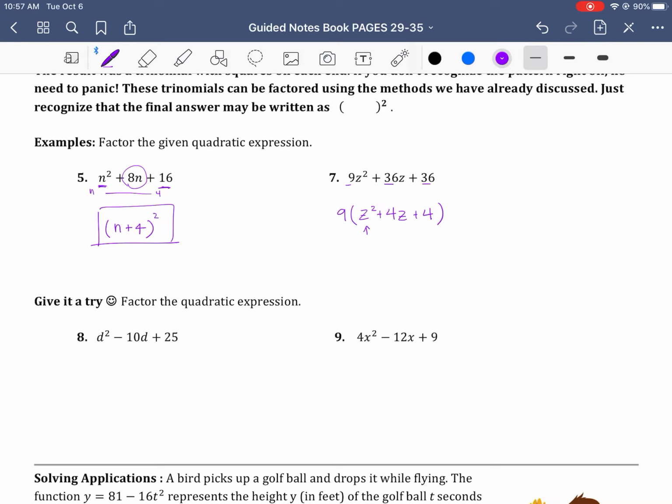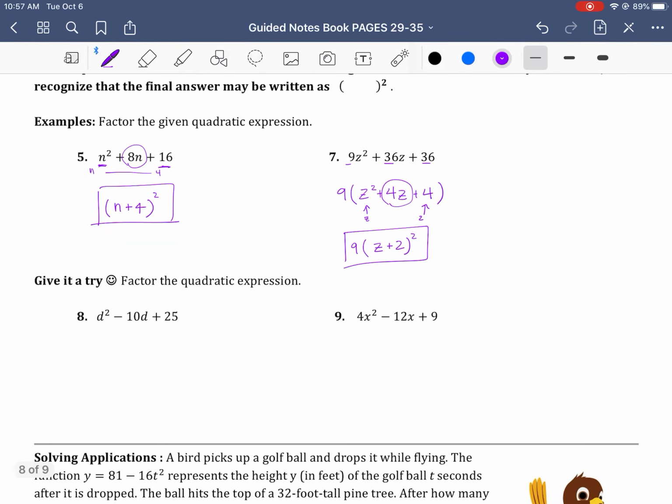Again, notice you've got a perfect square here, z squared. 4 is a perfect square. The square root of z squared is z. The square root of 4 is 2. So if I did 2z and I doubled it, I do get that 4z in the middle. So we know that this one could be 9 times (z plus 2) squared.